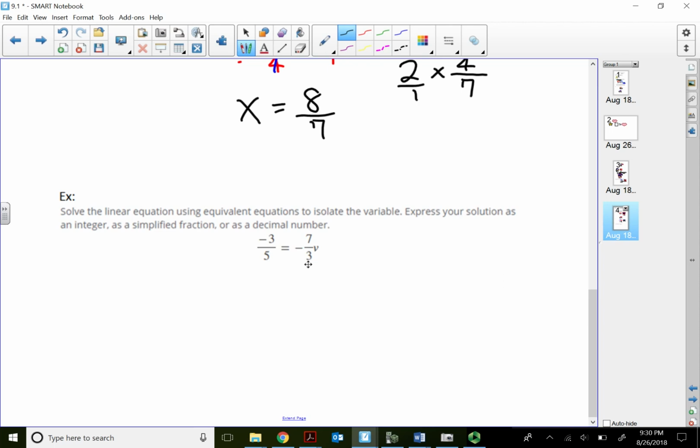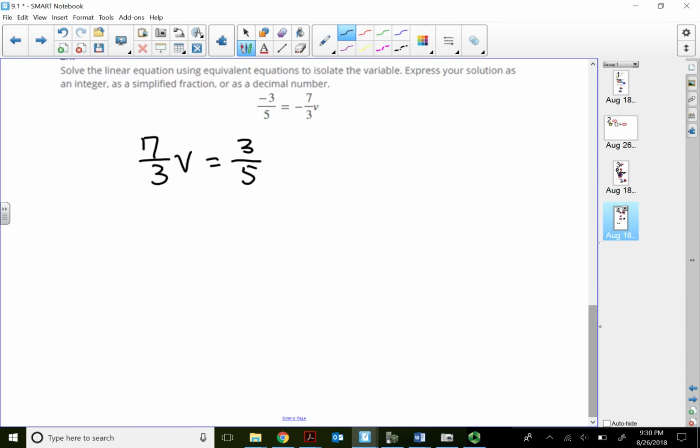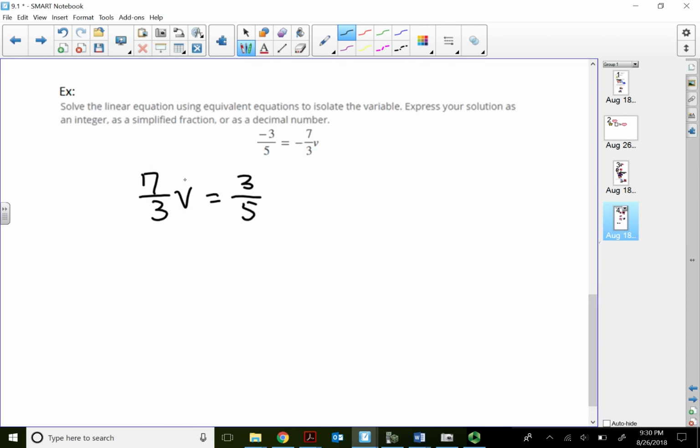Now, first of all, I see my variable term is negative, so I'm going to move this negative 7 over 3v to the other side. So I'm going to start you off with 7 over 3v equal to, let's move the negative 3 over 5 to the other side, that will become positive. So if I want to use the clear the fraction technique, then I've got to multiply all my terms by the LCD. Between 3 and 5, the LCD is going to be 15.